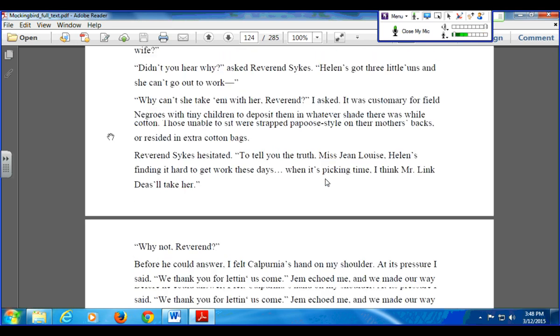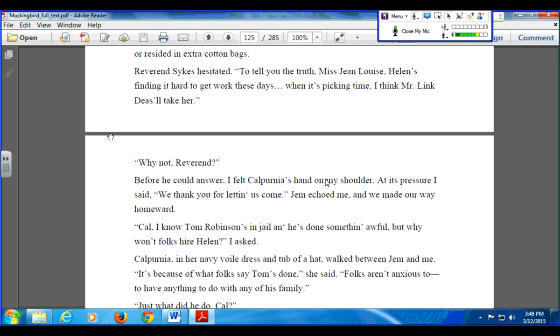Reverend Sykes hesitated. To tell you the truth, Miss Jean Louise, Helen's finding it hard to get work these days. When it's picking time, I think Mr. Link Deas will take her. Why not, Reverend? Calpurnia answered, clamping a hand on my shoulder. At the church door I said, thank you for letting us come. Jem echoed me. We made our way homeward.